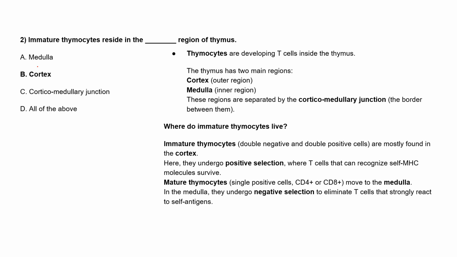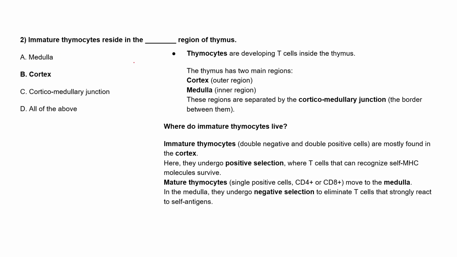So moving to the second question: immature thymocytes reside in the dash region of the thymus. Option A is medulla, option B is cortex, option C is corticomedullary junction, and option D is all of the above. Option B, cortex. Okay, so let's see. Very good, you are right. Option B is the right answer.